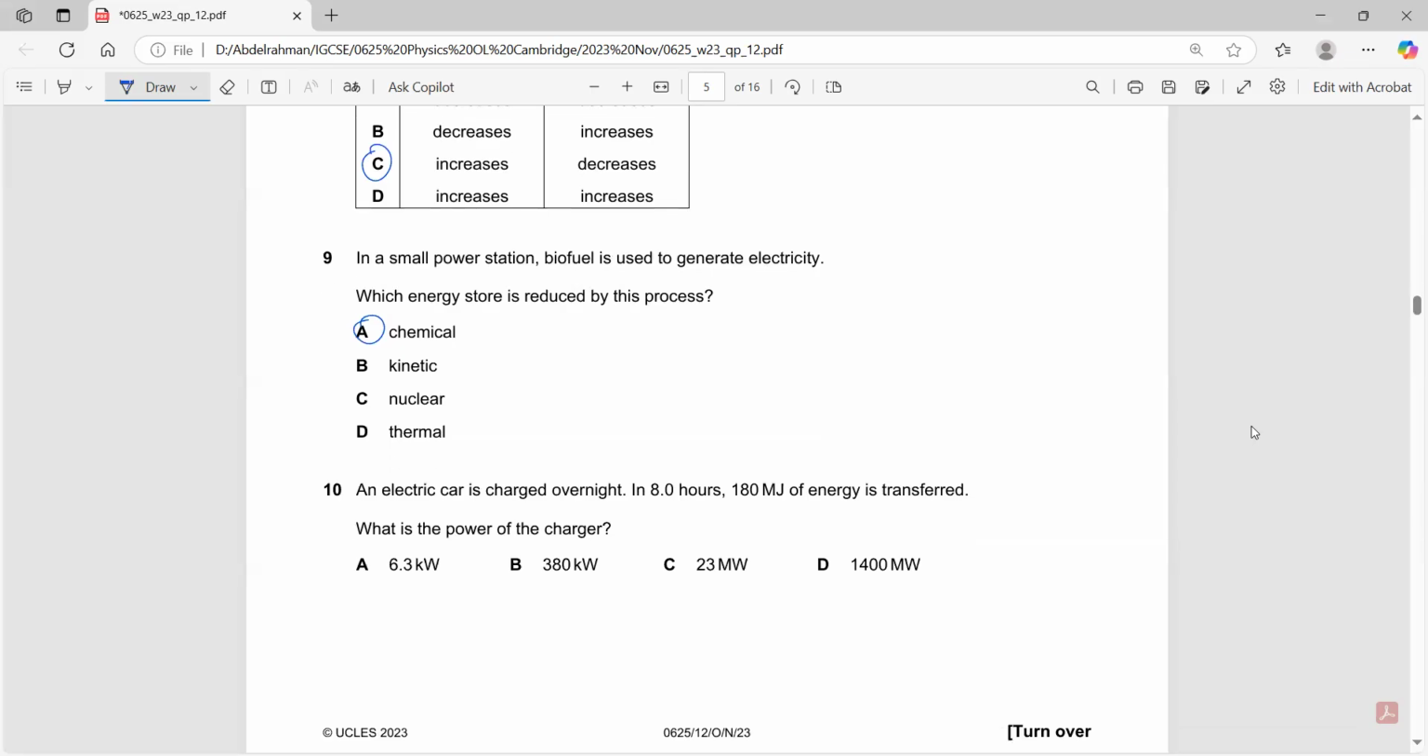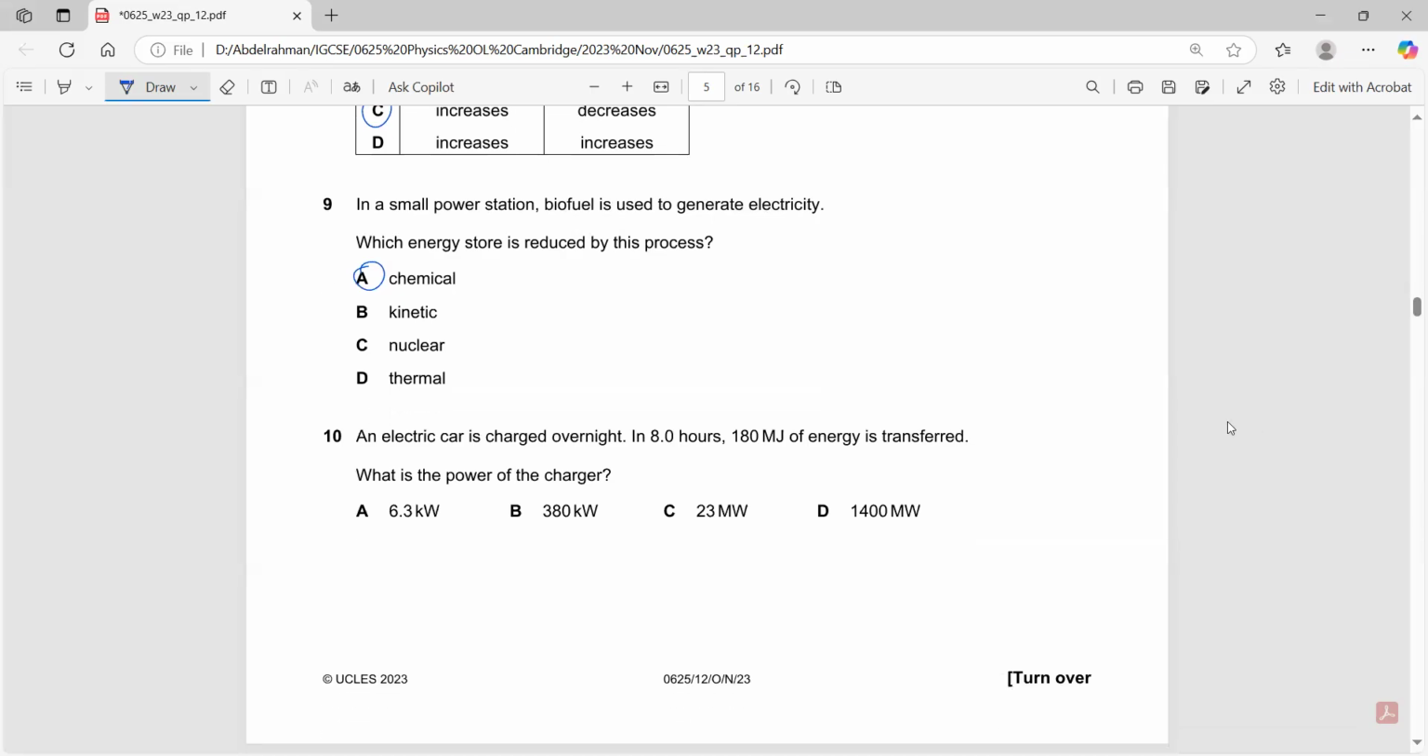An electric car is charged overnight in 8 hours. 180 megajoules of energy is transferred. What is the power of the charger? Power equals energy times time, right? What is capital M? This is a new unit. Capital M is mega, and megajoules means times 10 to the power of 6.